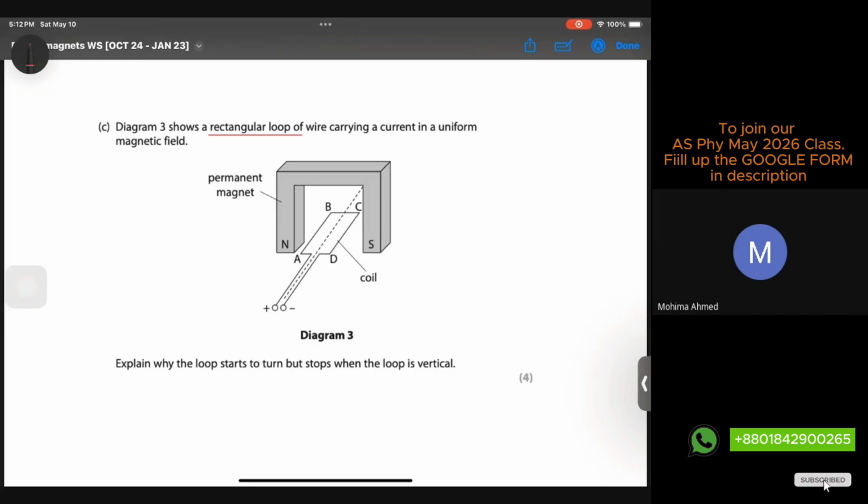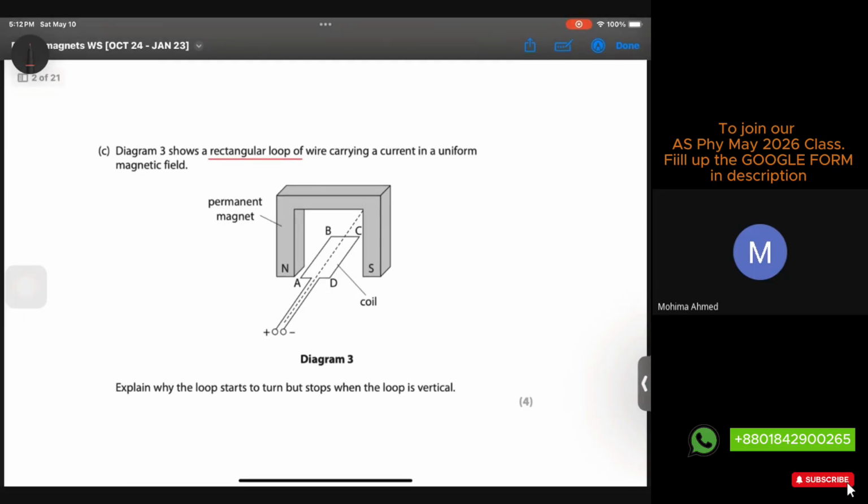Okay, in this case, you have to think about why the loop starts to turn but stops when the loop is vertical. That means AB will be on top of CD. This is your AB and this is your CD, and in this position, it will just stop rotating.